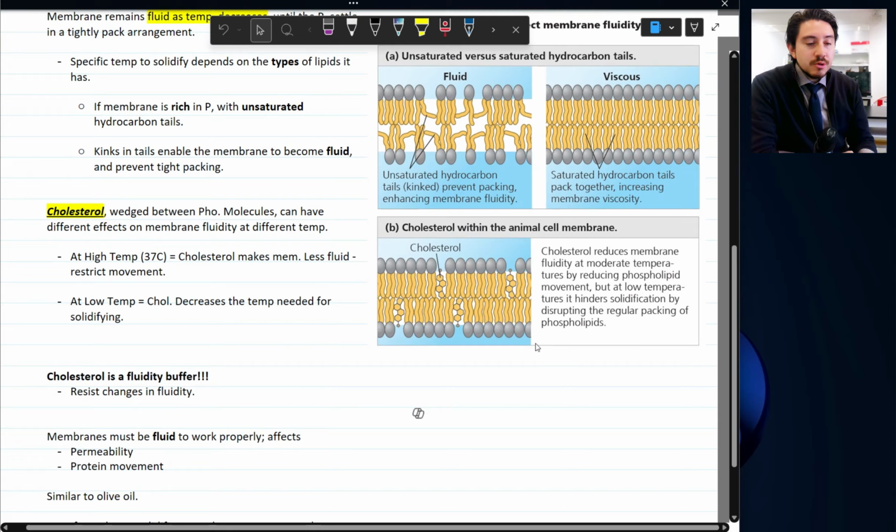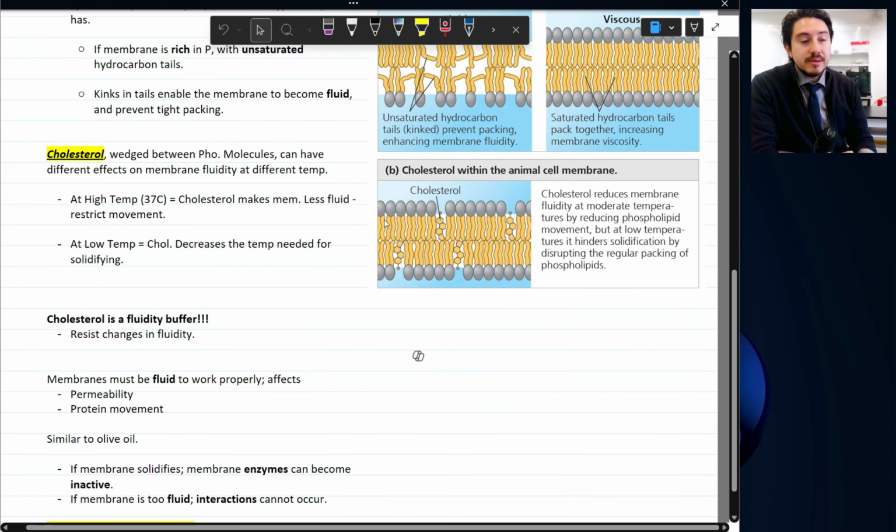So cholesterol is wedged between the phospholipid molecules, and it can have different effects on the membrane fluidity depending on the temperature. So take a look at this diagram here. This is essentially how cholesterol looks. Okay, it's wedged in throughout the cell membrane, and this goes all throughout the cell membrane.